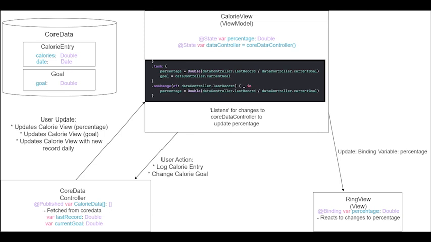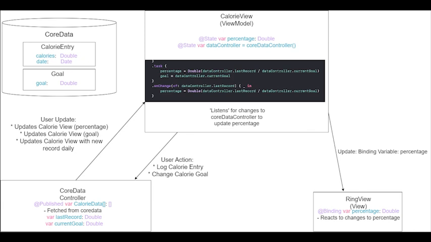Starting with the calorie view, we have the calorie tracker. At the top of the view, there is a component called calorie view, which acts as the view model. Calorie view creates the ring view in the bottom right and communicates with the core data controller at the bottom left. In the core data controller, there are two entities, calorie entry and calorie goal. Calorie entry stores the logs of calories and the dates, while goal represents the user's calorie goal. There's only one goal, and the core data controller provides a function to change it.